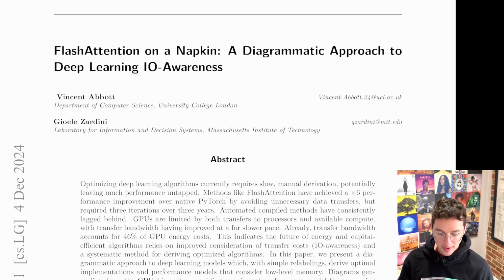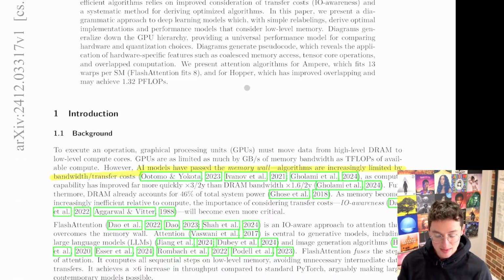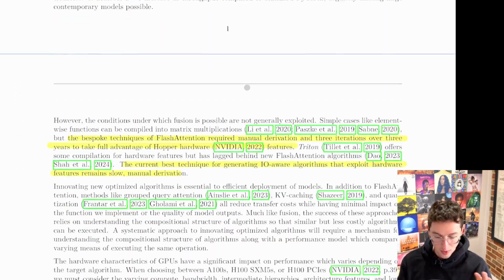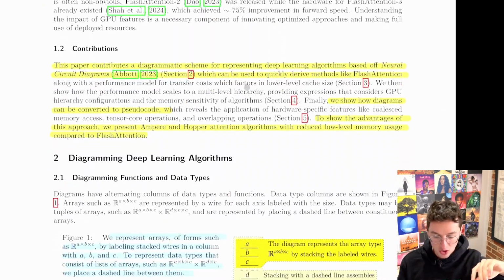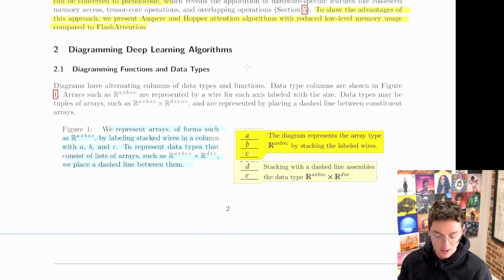Oi, a diagrammatic approach to deep learning IO awareness. We're not going super in depth today on this or anything, but it's a cool little visual way to look at GPU kernels, basically. If you find yourself to be more of a visual learner, or you think it'd be easier to communicate in this way, it seems like they have developed a way to visually convey your GPU kernels and what's happening rather than having to just rely on pseudocode.